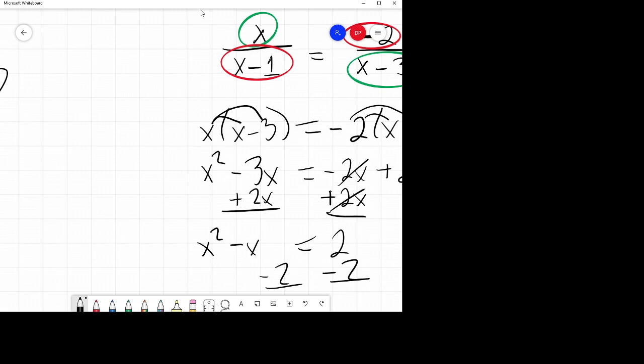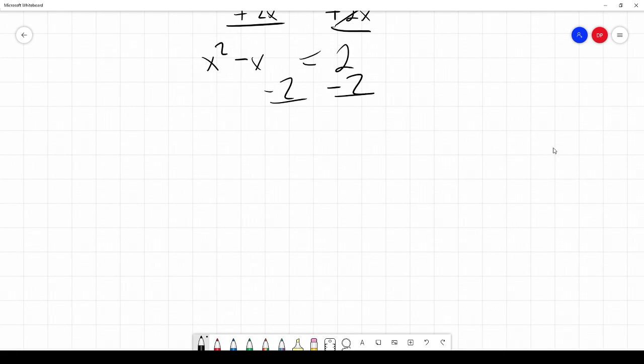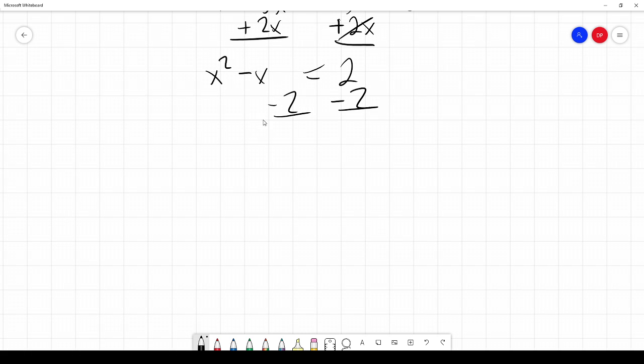This is something that can be a little confusing. A lot of times students might try to subtract this 2 from this x. You can only add or subtract like terms. Remember, we don't write it usually, but you can just imagine there's a plus 0 here.